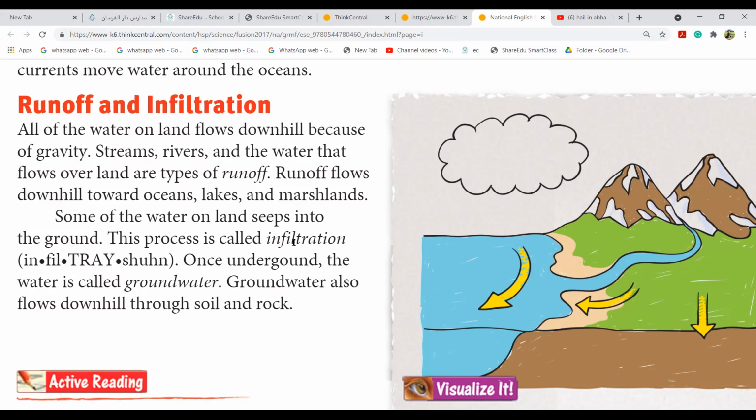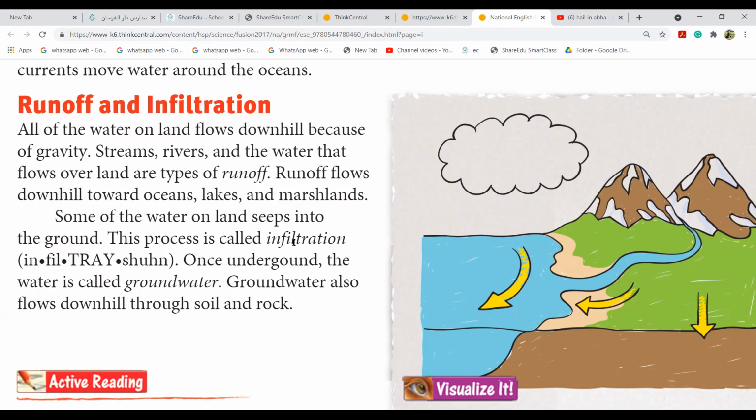Once it is underground, the water is called groundwater, and it goes into rivers or oceans or lakes. Those are called runoff. Okay? Did you understand the difference between runoff and groundwater? Again, groundwater is the water which goes under the ground, and runoff is the rainwater which comes from the hill.